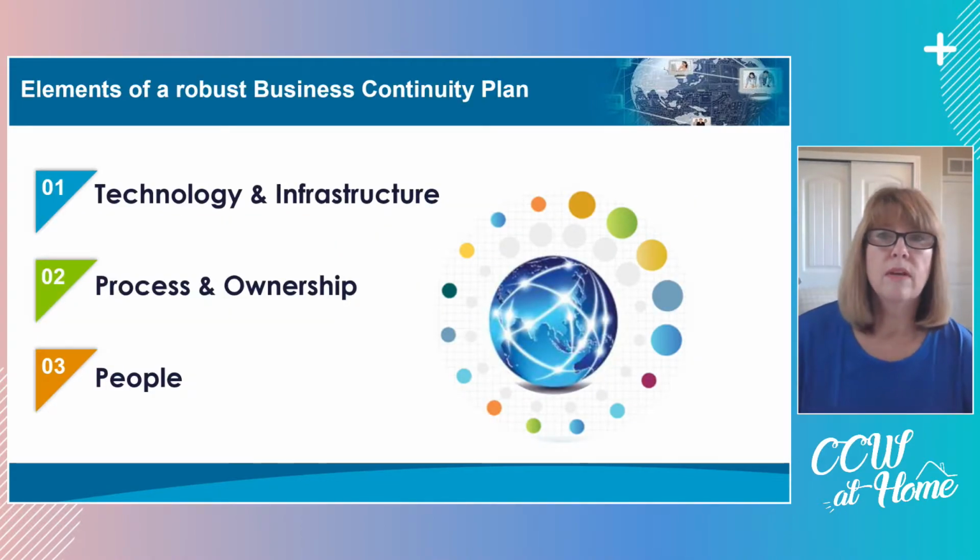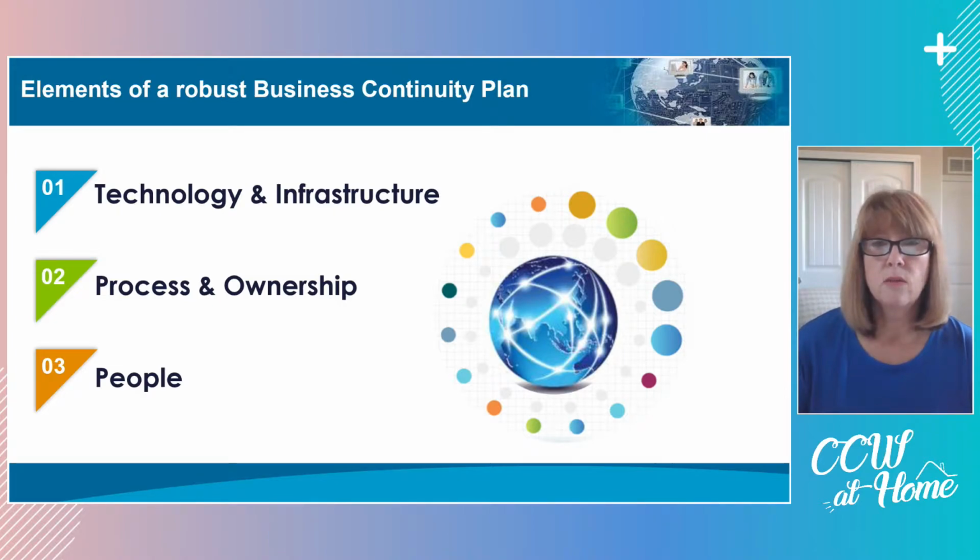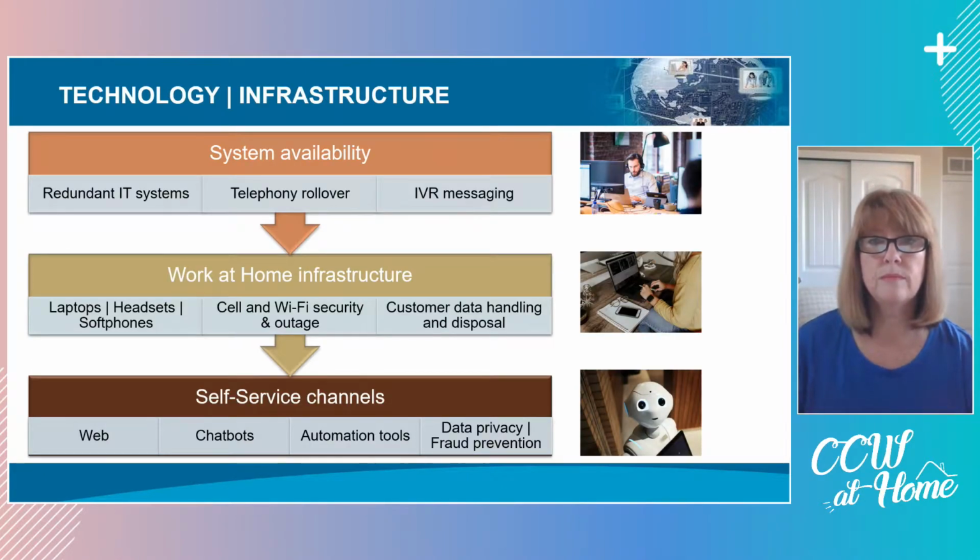So what are the elements of a continuity plan? There are basically three elements. One is technology and infrastructure, and they go hand in hand. Second is process and ownership, which also go hand in hand. And then lastly, people, which is not something that I think most people think about when building a business continuity plan, but it's just as important. So underlying these, of course, are communication and customer satisfaction. So let's break these down a bit.